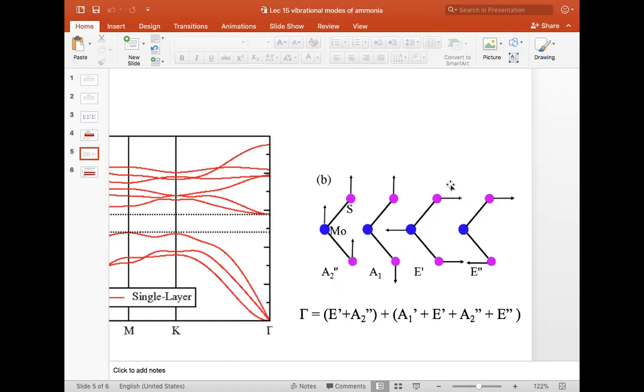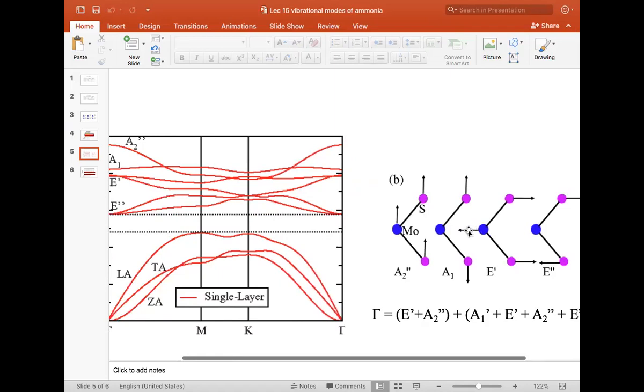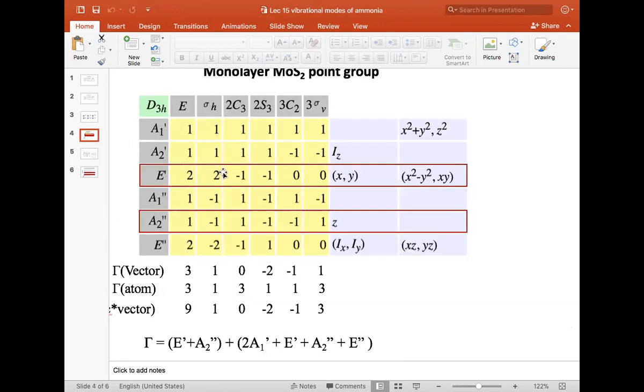Okay, the E prime mode is these two atoms move in one direction horizontally. The Mo atom moves in the opposite direction. And then you can already see that if you do a mirror reflection, it is 1, because up and down are exactly the same. So if you look at the character table, E prime, you look at this sigma h, it is 2. It remains the same.